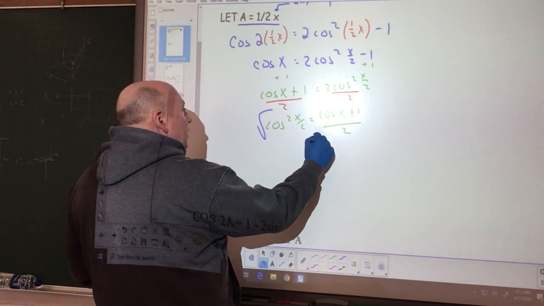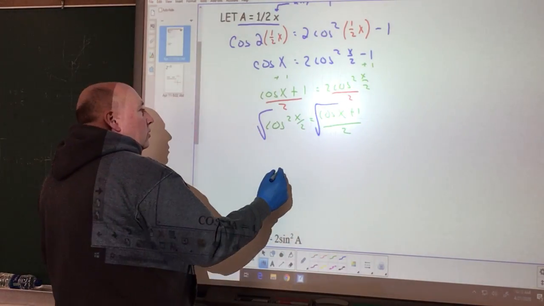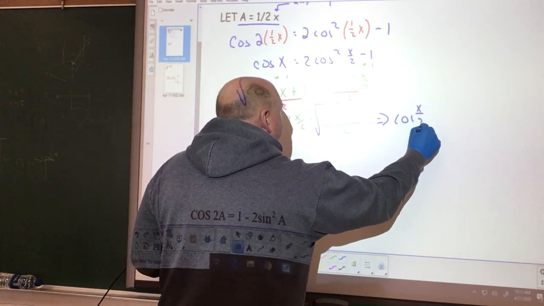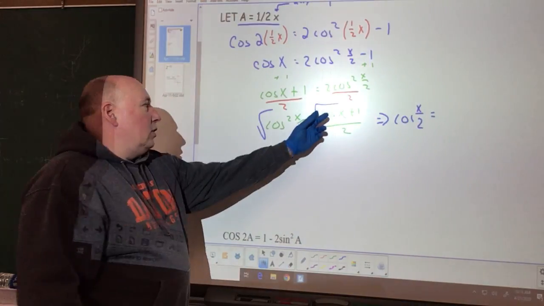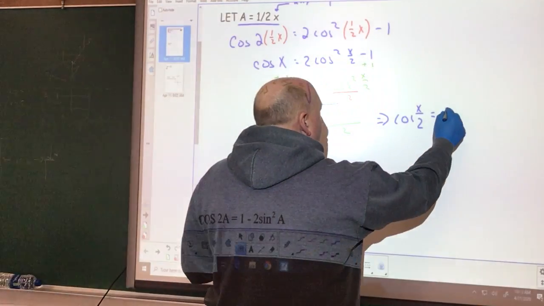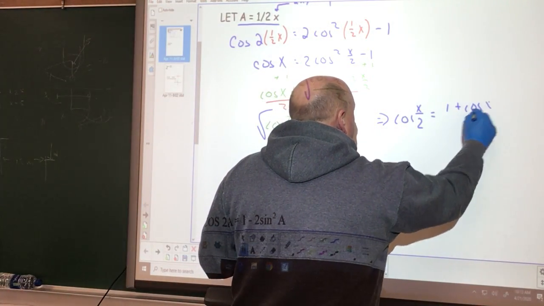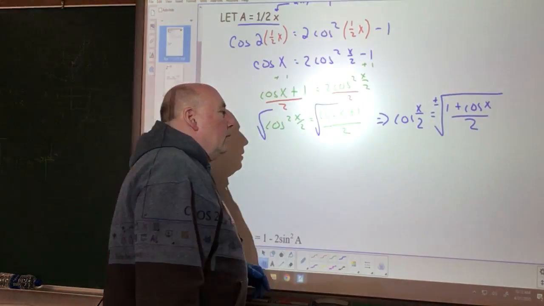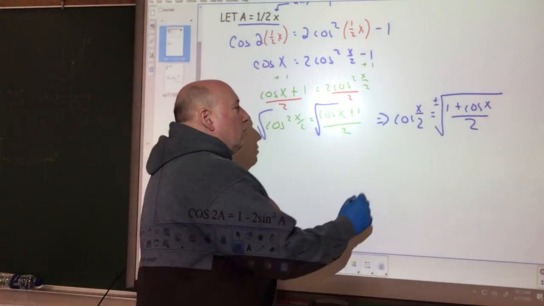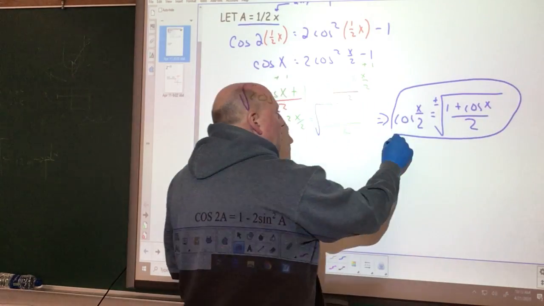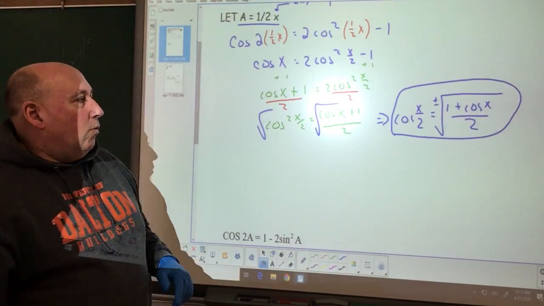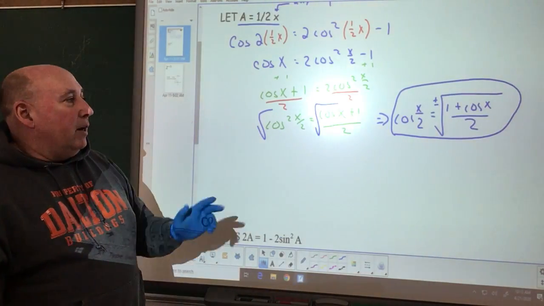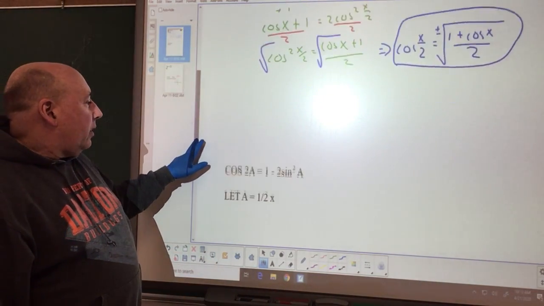Lastly, we could take the square root of both sides. So what we're left with is cosine of 1/2 x, and I'm going to switch these two around also: the square root of 1 plus the cosine of x, divided by 2. So this is your cosine of a half angle. 1 plus cosine of x, once again x is any angle we want, divided by 2.